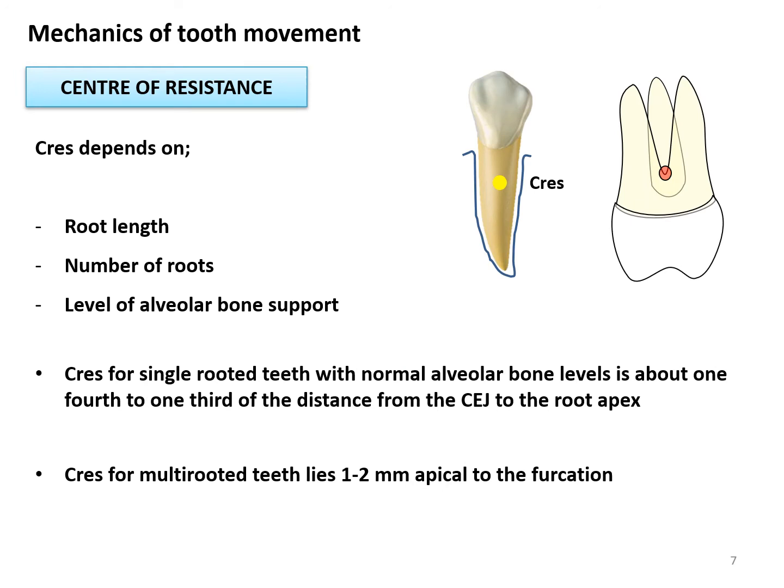Center of resistance depends on a number of factors. It depends on the length of the root, it depends on the number of roots a tooth has, and it also depends on the level of alveolar bone support. So for a single rooted tooth with normal alveolar bone, it is located at 1/4 to 1/3 of the distance from the CEJ to the root apex. The yellow dot here represents the center of resistance. However, for a multi-rooted tooth, it lies 1 to 2 millimeters apical to the furcation area.